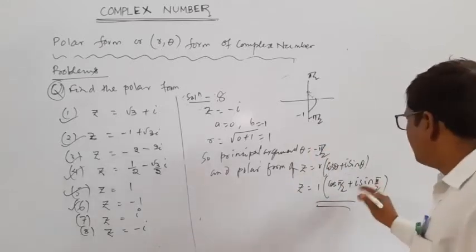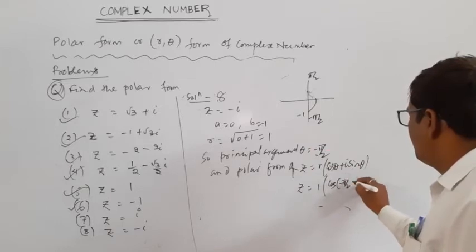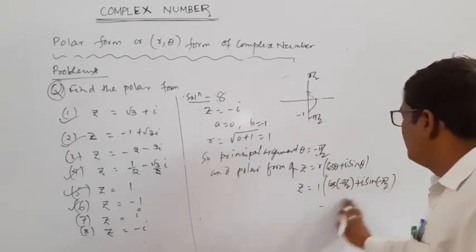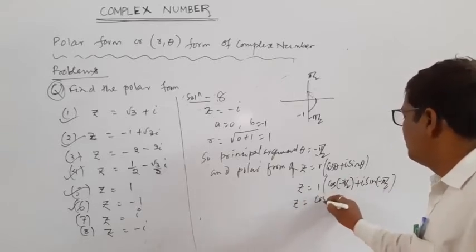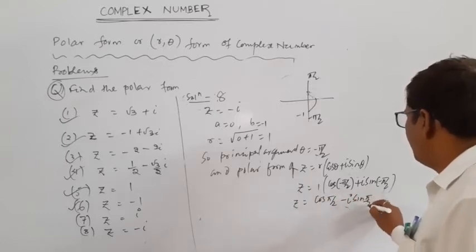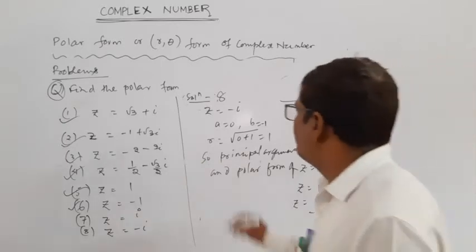Here put minus, cos of minus pi by 2 plus i into sin of minus pi by 2, or we can write z is equal to cos pi by 2 minus i into sin pi by 2. This is the polar form of z is equal to minus i.